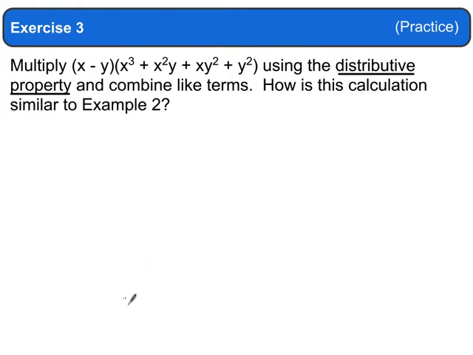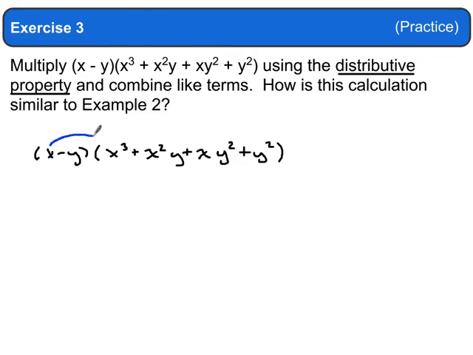But if we did, right, we would write x minus y, and then x to the third plus x squared y plus x times y squared plus y squared. So we're going to do this with distributive property. It also gives you a chance to remember distributive property if you forgot. What we're going to do first is take this x value and multiply it to every single one that we have over here.